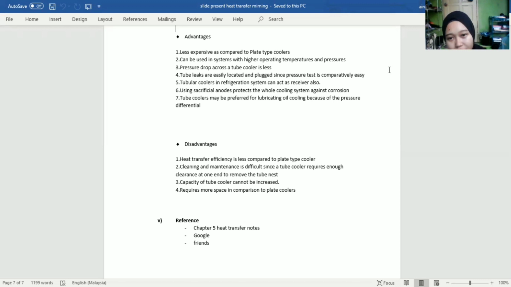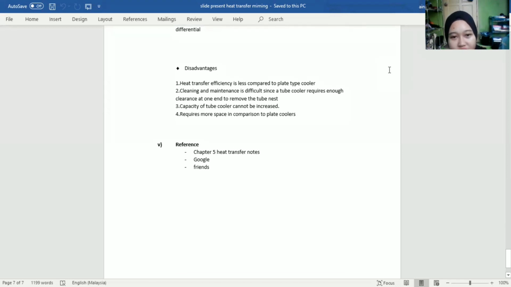And the disadvantages, number one is heat transfer efficiency is less compared to plate type cooler. Number two, cleaning and maintenance is difficult since a tube cooler requires enough clearance at one end to remove the tube nest. Number three, capacity of tube cooler cannot be increased. Number four, requires more space in comparison to plate cooler.